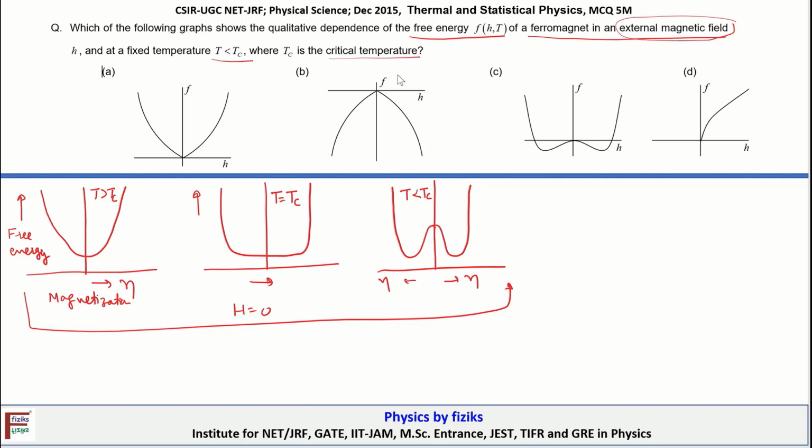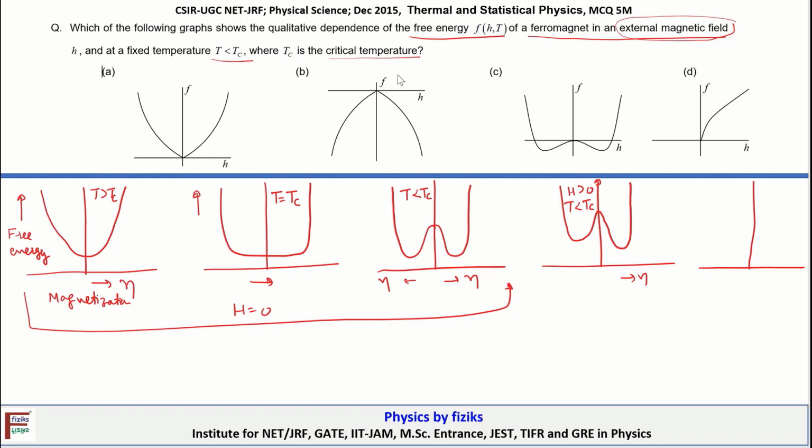But now when a field is applied and then we monitor the behavior of this system for temperature smaller than critical temperature, the situation is something like this. First I'm going to draw the situation when there is a field applied but along the positive direction, something like this. So here H is greater than 0, the field applied is along the right hand side, but the temperature is smaller than critical temperature. And along the y direction it's the free energy and it's the order parameter along the x direction.